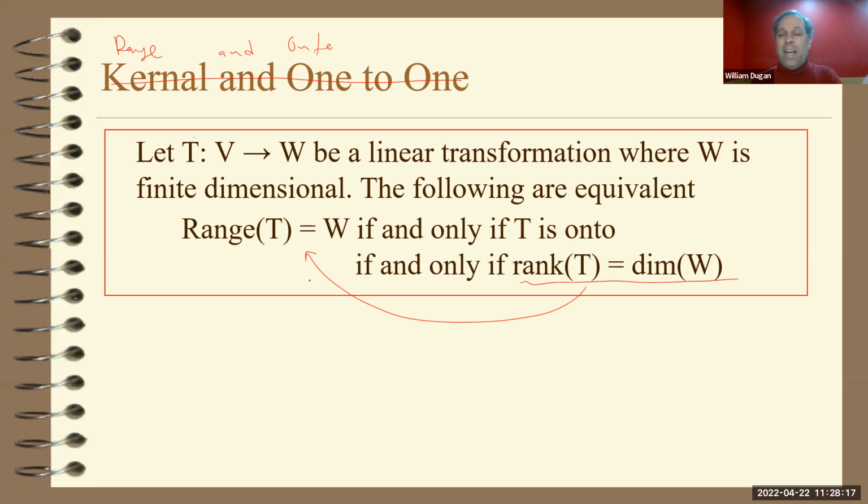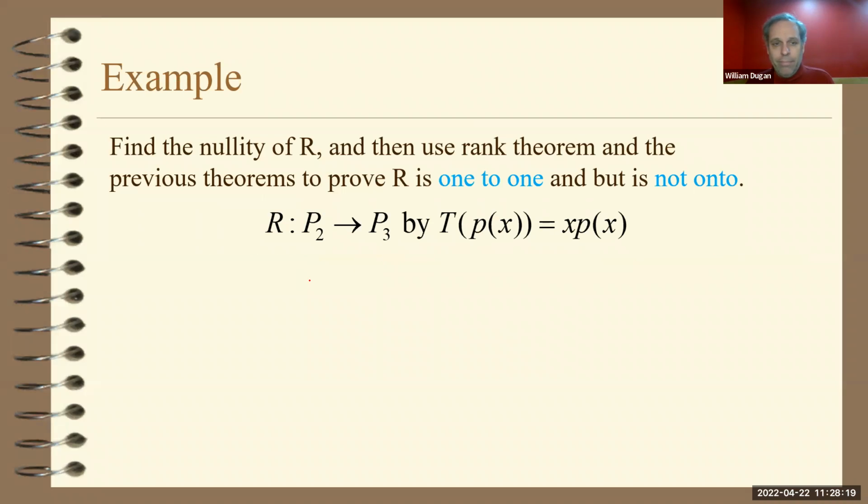Okay, again, I'm not interested in really proving this, but I am interested in using it at least a couple times because there's a cool trick at the end that we get for free. So I'm going to show you what the nullity of this particular transformation is. I called it R. Once we know the nullity, we can then find out that R is one-to-one, but it's not onto.